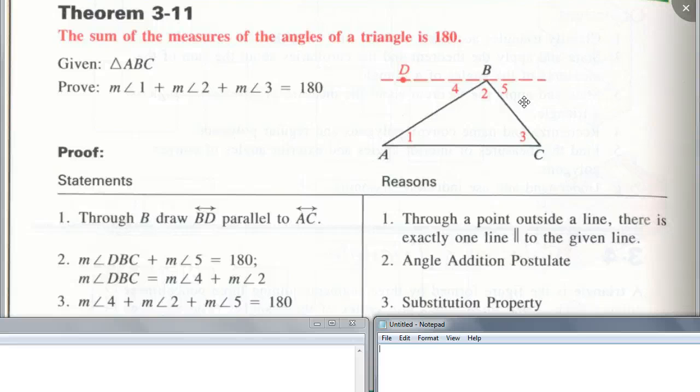One person see it? 2, 3? Who haven't I called? How about Jonathan? What do we say next? I wasn't sure. Okay, so Jonathan, we have angle 4 plus 2 plus 5 is 180, right? Instead of 4 and 5, what do we want? We want angle 1 plus 2 plus 3, right? So how are we going to do that? You have to say something about?